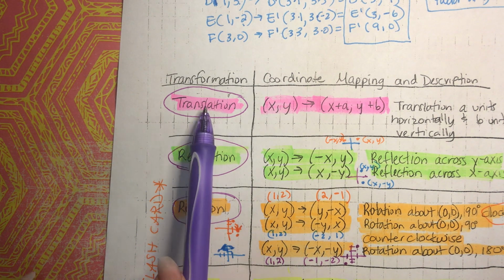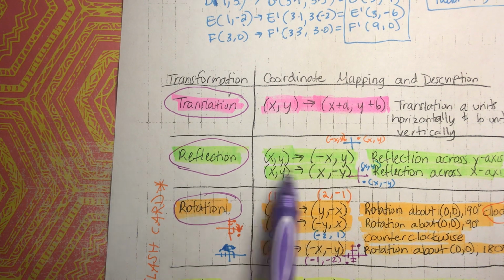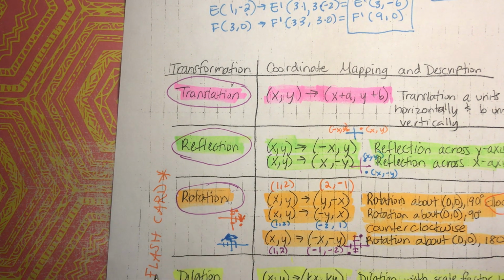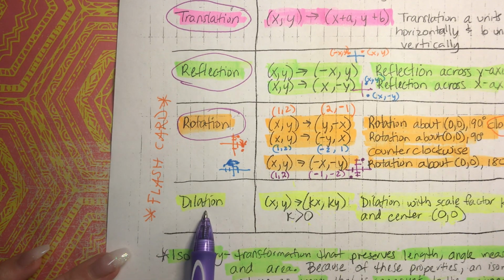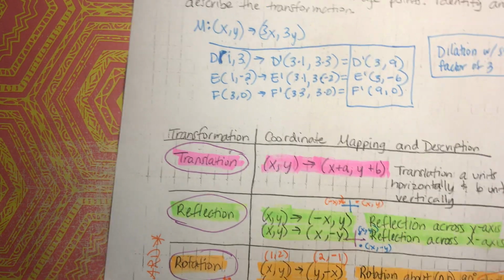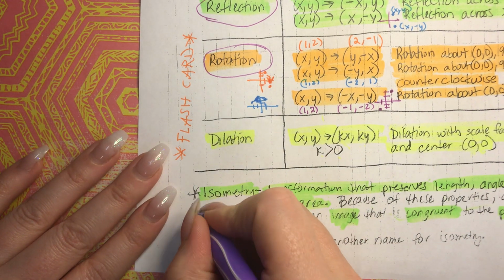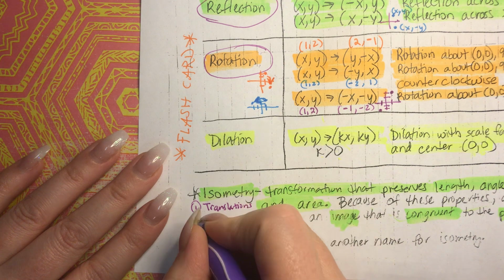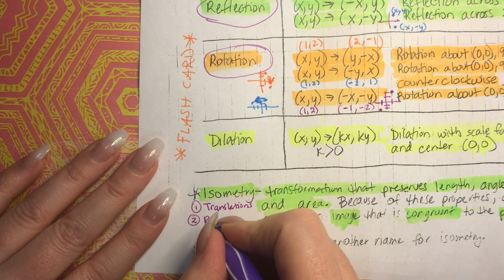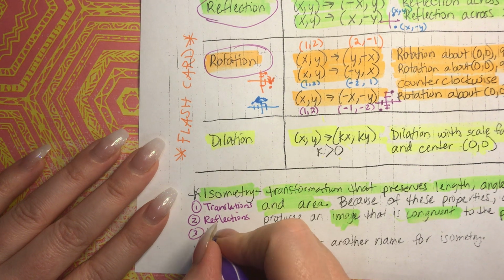If you have an image and it's translated, those two images are congruent. If you have an image and it's reflected, those two images are congruent. If you have an image and it's rotated, those two images are congruent. If you have an image and it's dilated, no, not congruent. It's either going to be bigger or smaller. So these are the isometries. So isometries can be number 1, translations. Number 2, reflections. And number 3, rotations.